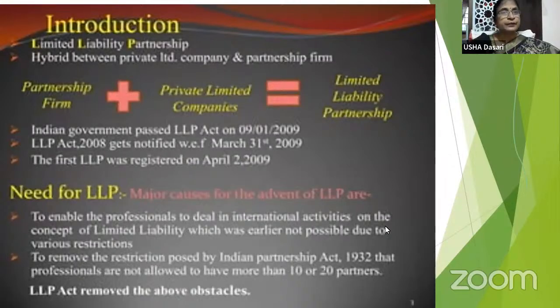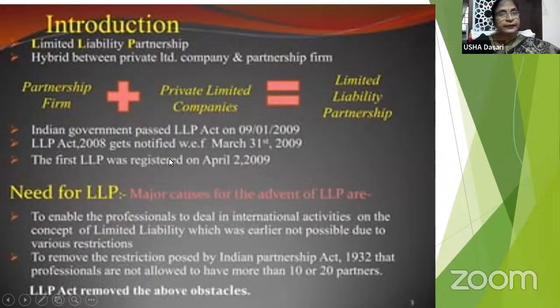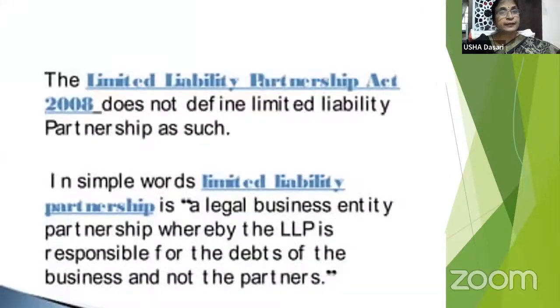In shortcut, if you see the first letters LLP, it is a combination of the partnership firm with the private limited company. If both are combined, that is called LLP, Limited Liability Partnership. The Indian government passed the act for this new form of organization on 9th of January 2009, it was notified on 31st March, and the first LLP was registered on April 2nd, 2009. Again I repeat, it's a combination of both the partnership firm and the private company, and that is called LLP.